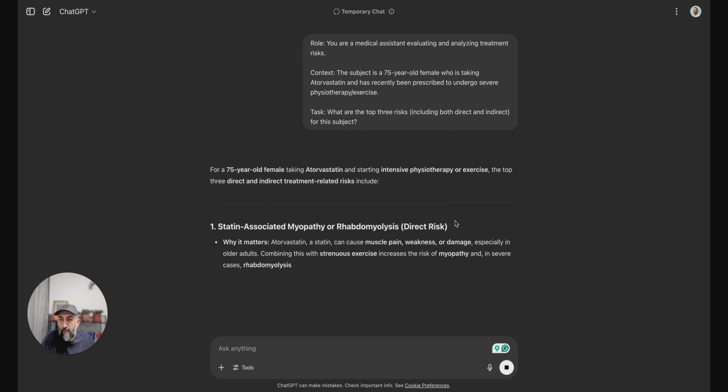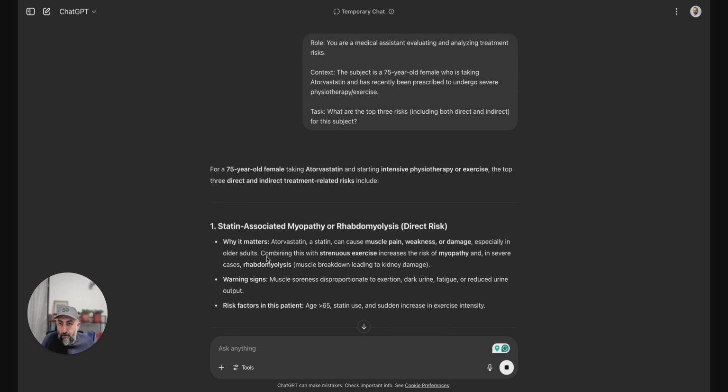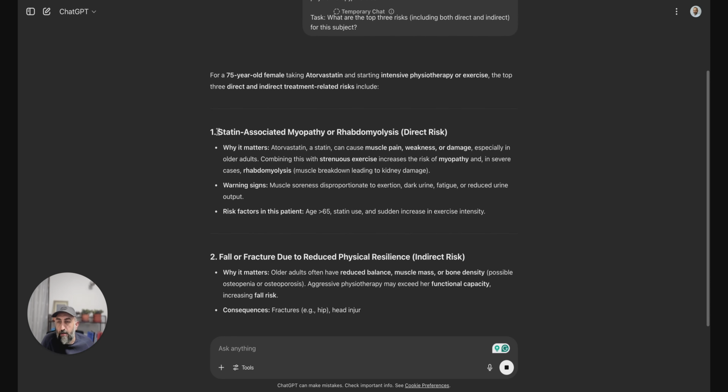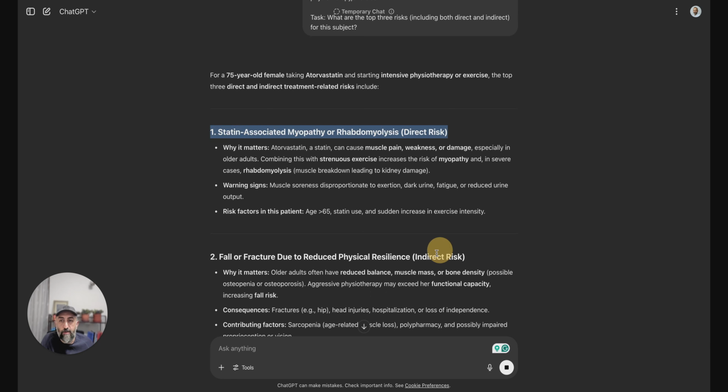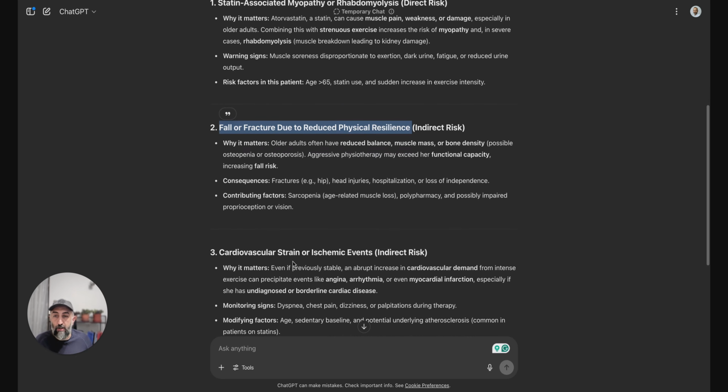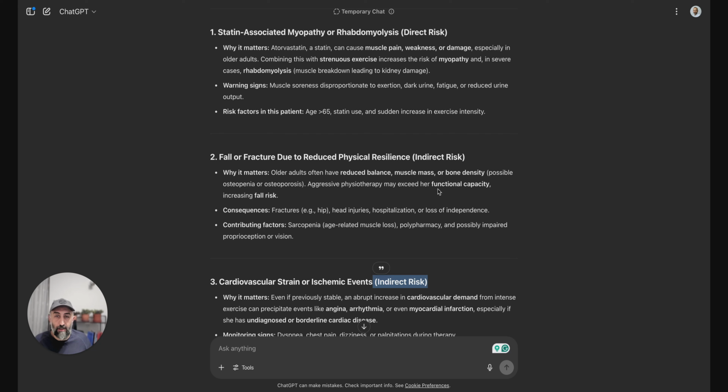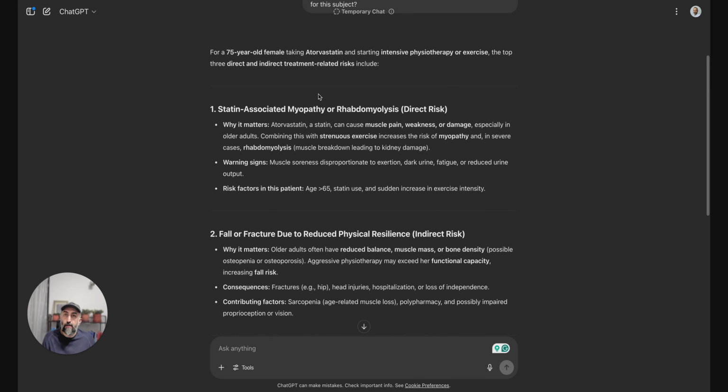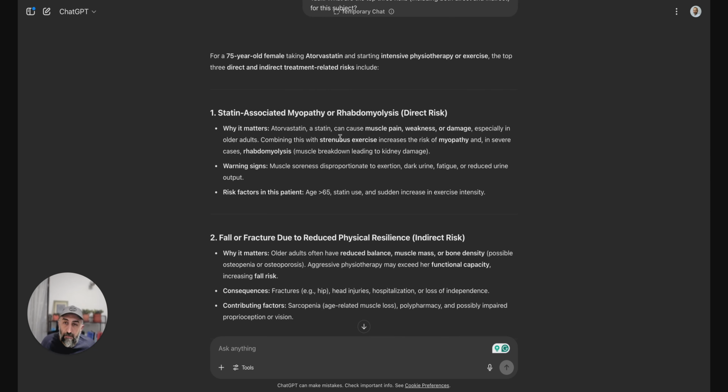So it responds and extracts 3 different risks for me. Statin-associated myopathy, fall or fracture due to reduced physical resilience, and cardiovascular strain or ischemic events. 2 of them are indirect and 1 of them is direct. The thing is, GPT is a probabilistic model. So each time that I run, I may get different results.